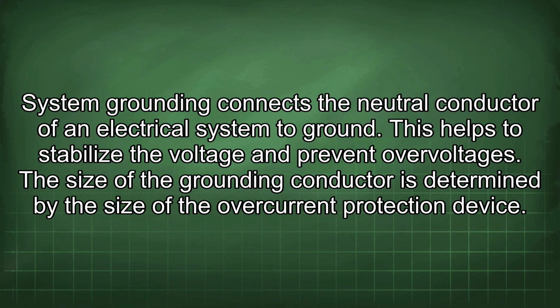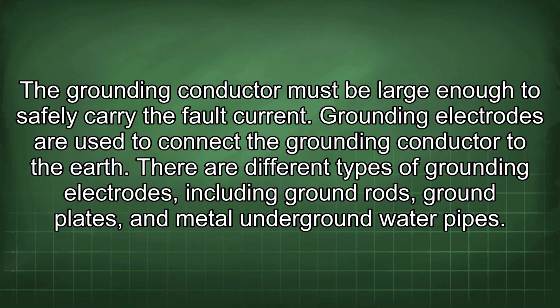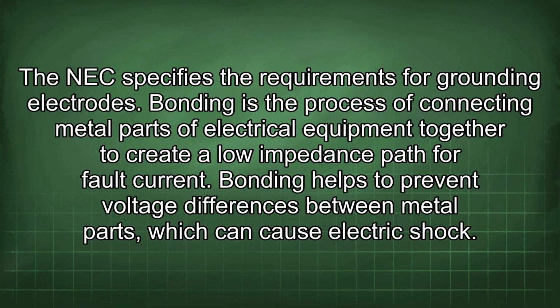The size of the grounding conductor is determined by the size of the overcurrent protection device. The grounding conductor must be large enough to safely carry the fault current. Grounding electrodes are used to connect the grounding conductor to the earth. There are different types of grounding electrodes, including ground rods, ground plates, and metal underground water pipes. The NEC specifies the requirements for grounding electrodes.